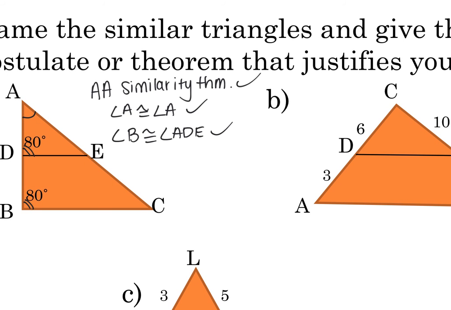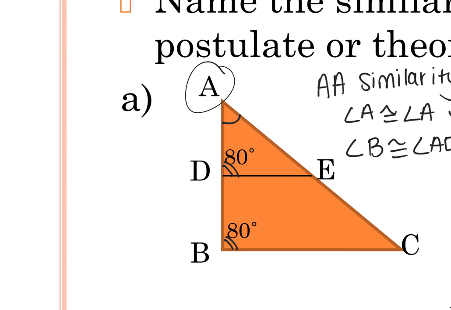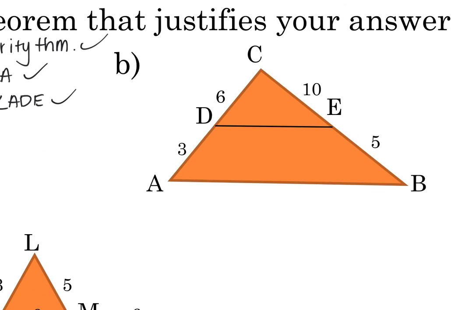Yes, Gabby. BAC and DAE. You could if you want to, okay? But you can label it as angle A because do you see how there's only one angle at angle A? There's only one possibility for angle A. If you wanted to label it with the 3 letters, that's totally cool. All right. B.